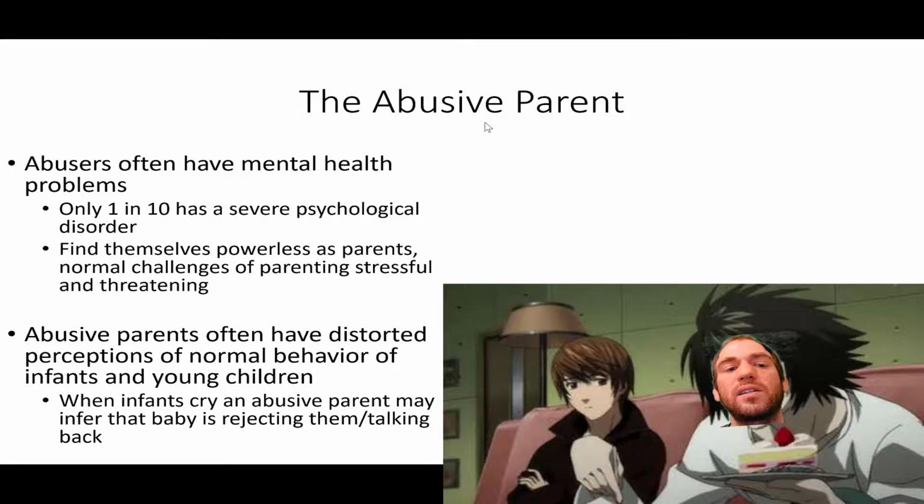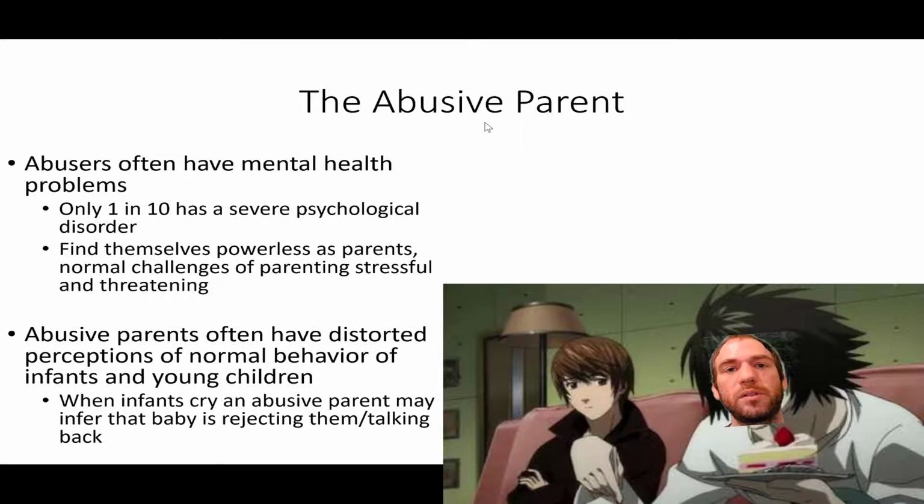So the idea here is that although severe psychological disorder places an individual at risk of child abuse, the supermajority of people who have severe psychological disorders do not abuse their children. Again, these are just risk factors, not majority, not even close. It's really a super minority.